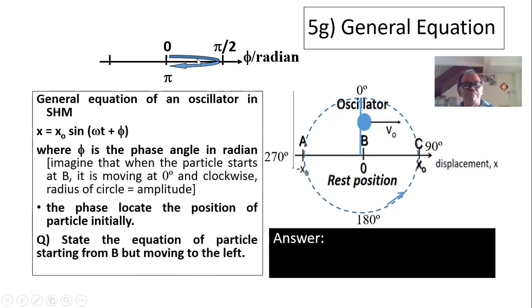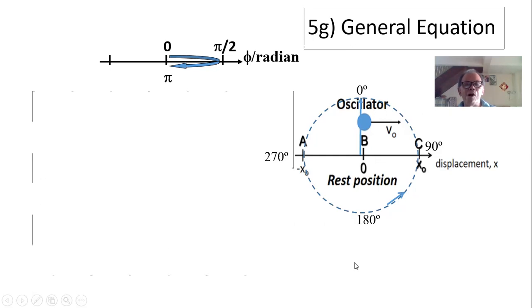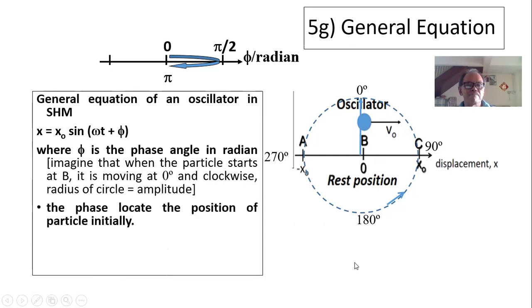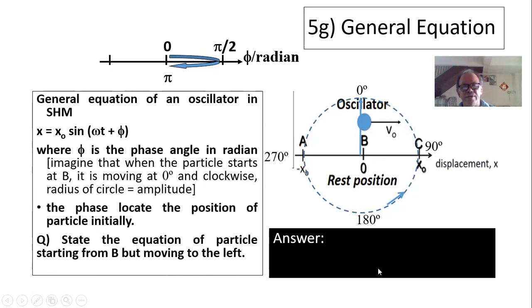Okay, and then you need to remember, if it's going to go to the left, the equation is minus x naught sine omega t. Okay, why I repeat this one?